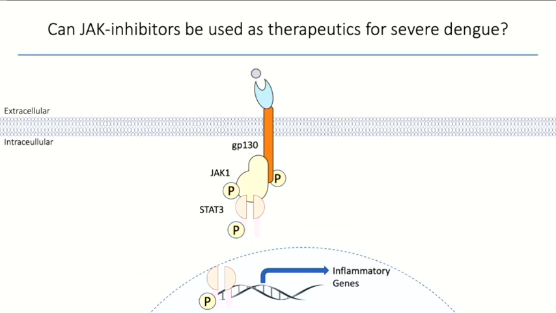To recap, many cytokines in the IL-6 family and in many other families of cytokines signal via the JAK-STAT signaling pathway. I hypothesized that clinical stage inhibitors of JAK signaling could be used to reduce excessive cytokine signaling in IFNA-deficient animals and therefore ameliorate symptoms of severe dengue.